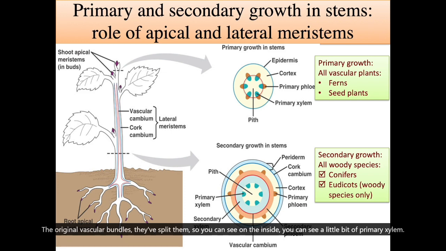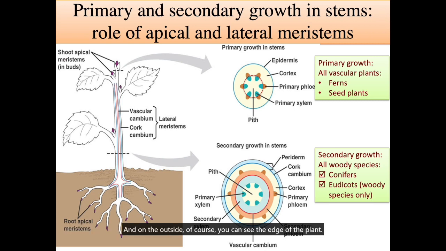So you can see on the inside the little bit of primary xylem, and to the outside you can see the portion of a vascular bundle that is the primary phloem. It's been split apart. This is just going to wither away and become non-functional as the plant develops. You can see some remnants of the pith in the center that will just wither away and become essentially non-functional. And on the outside, of course, you can see the edge of the plant.